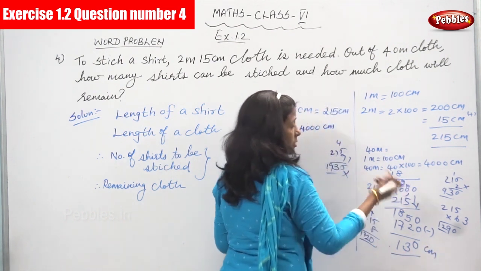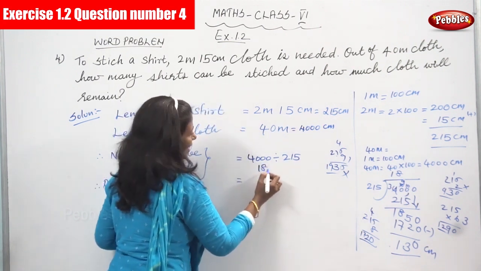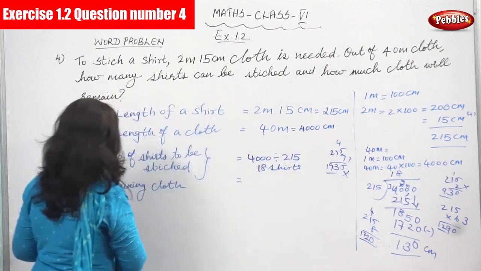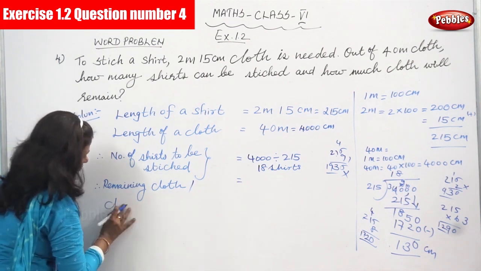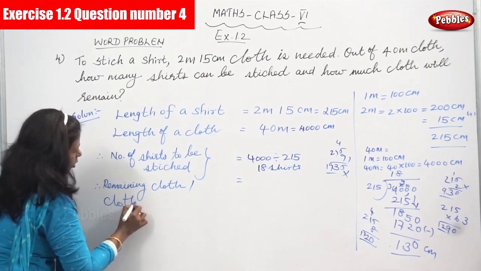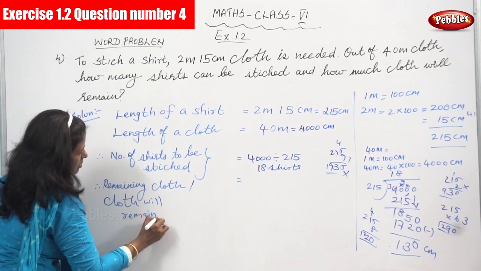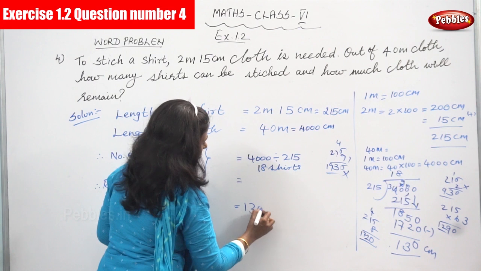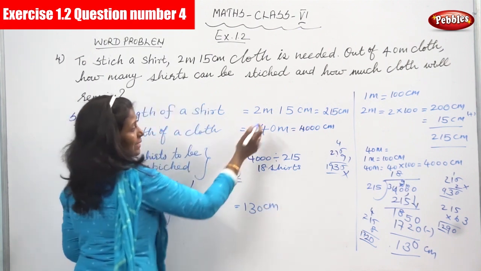How many shirts are to be stitched? That is nothing but 18 shirts. How many shirts? 18 shirts. It's the right answer. So the remaining cloth, otherwise we can write, one more cloth will remain. That is what? 130 centimeter. So this is the single unit, so you have to convert like this.